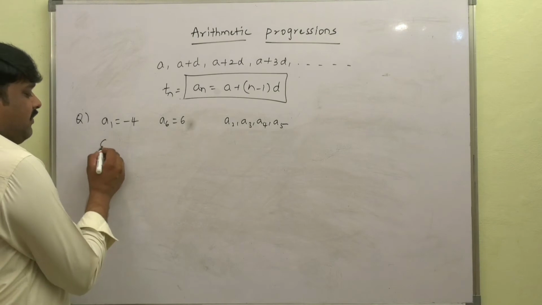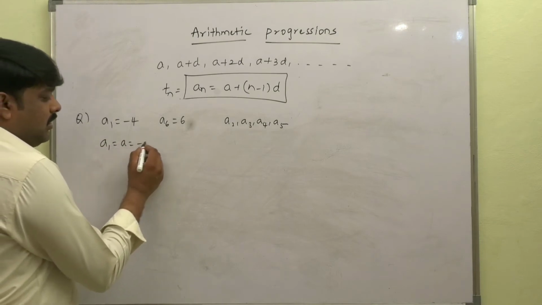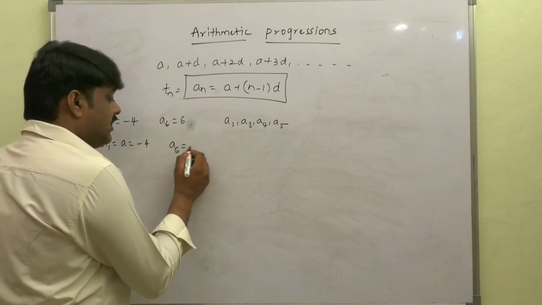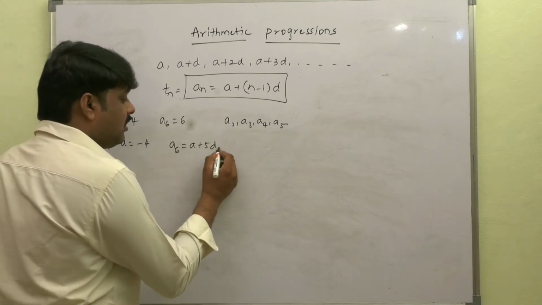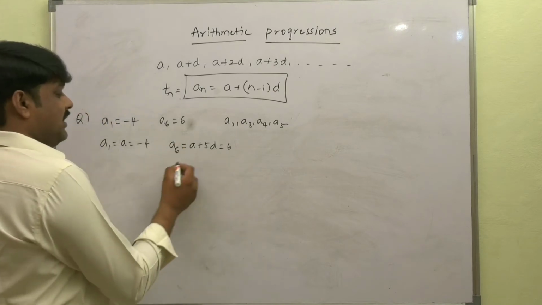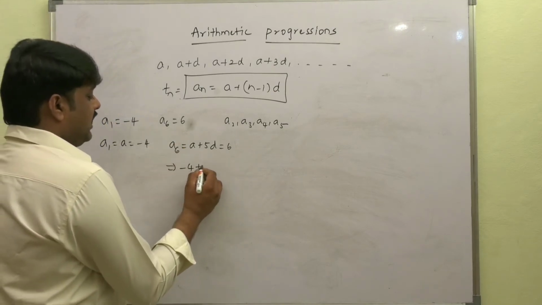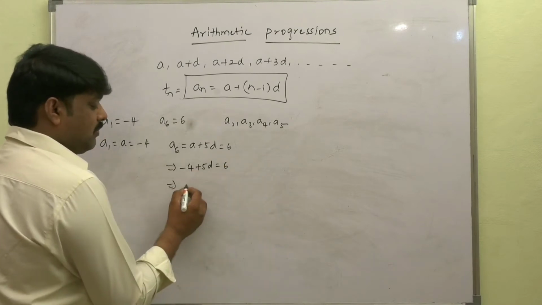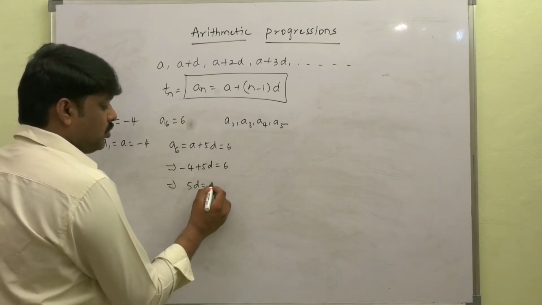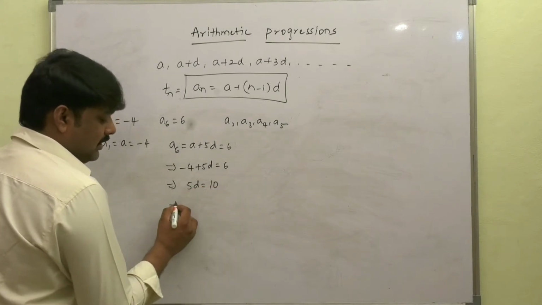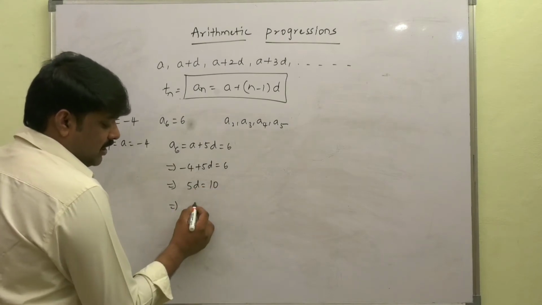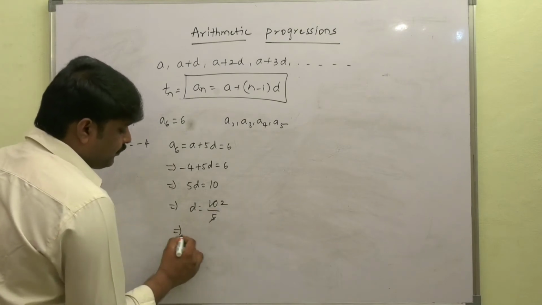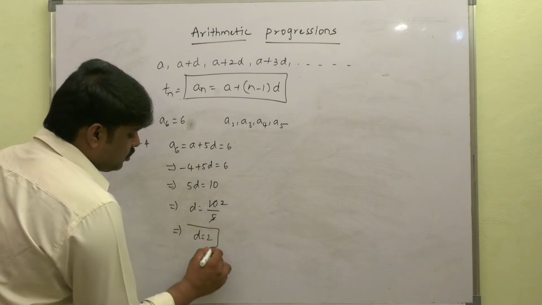First of all, a1 is nothing but the first term a, -4. A6 is nothing but a plus 5d given as 6. A value we already know, -4 plus 5d equals 6. -4 goes to the other side, it becomes +4. 6 plus 4 is 10. 10 by 5 is 2. D value is 2.